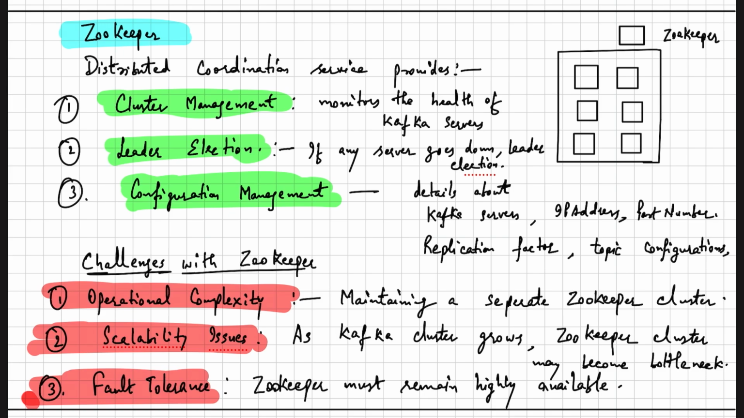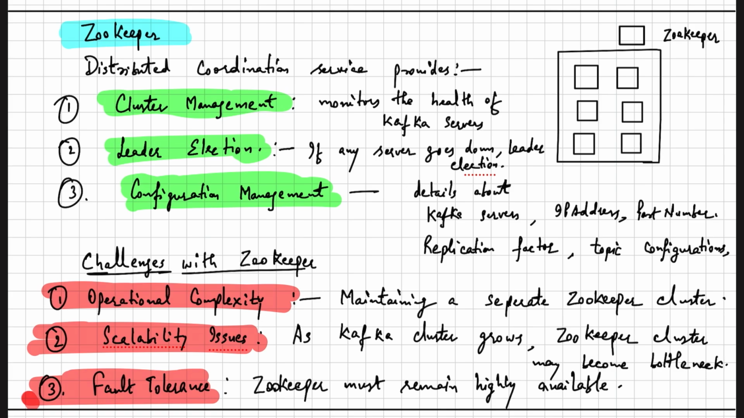And Zookeeper also stores the configuration management: the Kafka server's IP address, port number, what the replicas are for a particular server, topics, configurations, which we will discuss in the upcoming sessions and also in this video. But as of now, you can just imagine it stores the configuration.